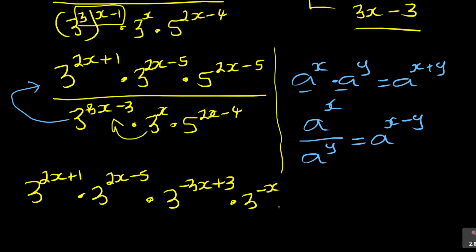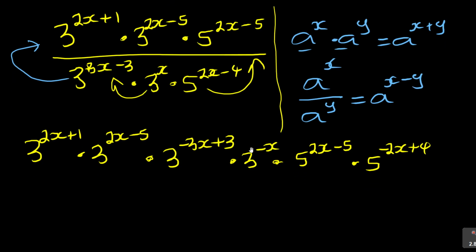I'm done with the 3. I'm going for y. I mean for 5. 5 to the power of 2x minus 5 dot. Now this 5 goes to the top. It's negative 2x, interchange the signs, plus 4. You see that? That's how you can make it flat. That was me using this law. Now I'm using that law.